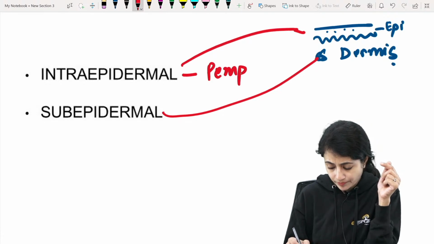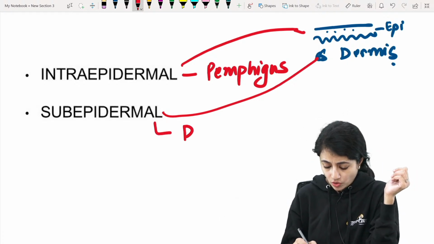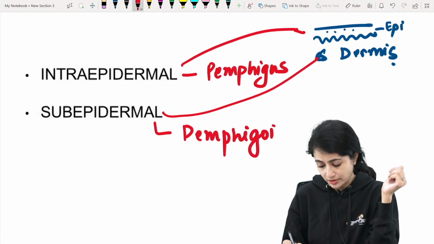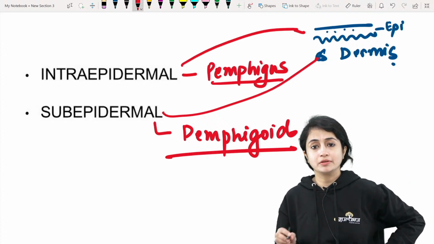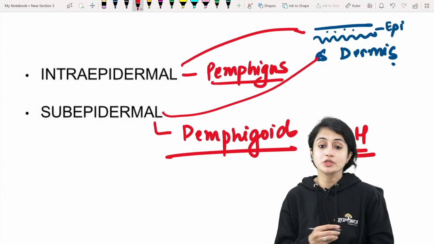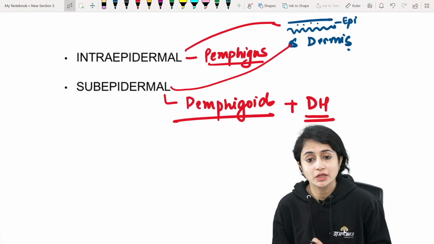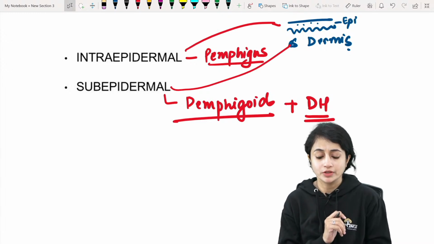So, intraepidermal disorders are also called the pemphigus group. And the subepidermal disorders are called pemphigoid. In subepidermal, I have pemphigoid plus dermatitis herpetiformis. Just remember this, two major classes, pemphigoid and dermatitis herpetiformis. And in intraepidermal, I have the pemphigus group of disorders. Right?